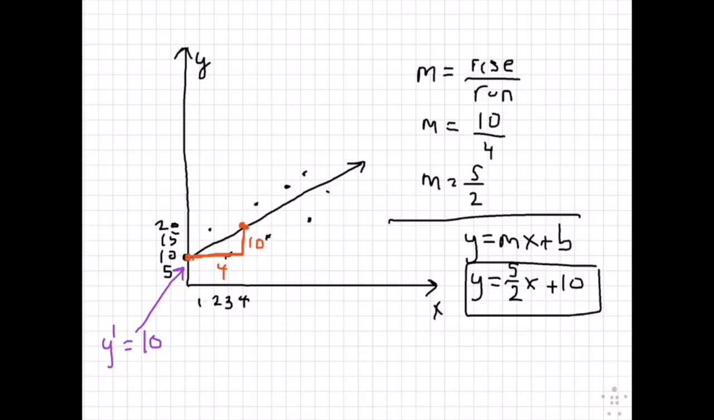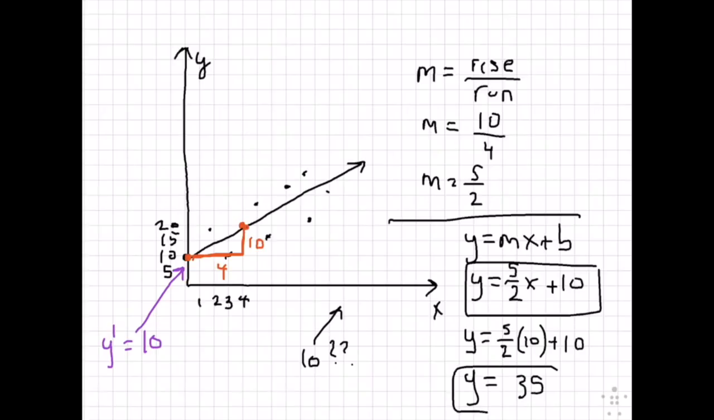And if it said, predict what would happen when x is 10, so I want to know what happens out here when x is 10, I would substitute the 10 in. Y equals 5/2 times 10 plus 10. This would be y equals 5 halves times 10 is 25, plus 10 is 35. So the prediction when x is 10 would be y is 35.